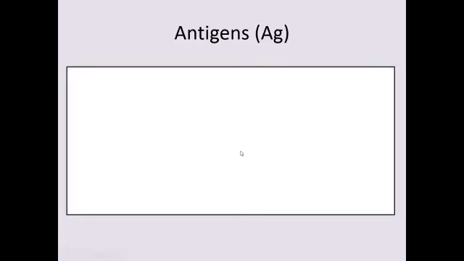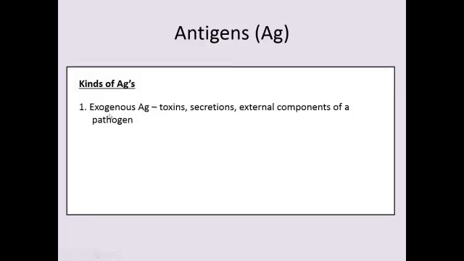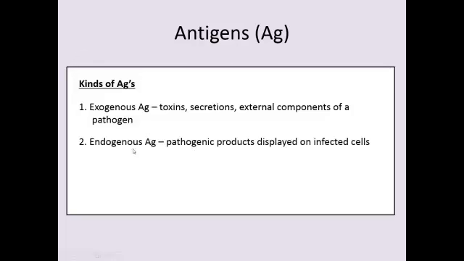We group antigens into 3 categories. First, there are exogenous antigens. These are things that are outside of a pathogen. They're toxins that are secreted, other secretions, or external components of a pathogen, like flagella. Then there are endogenous antigens.